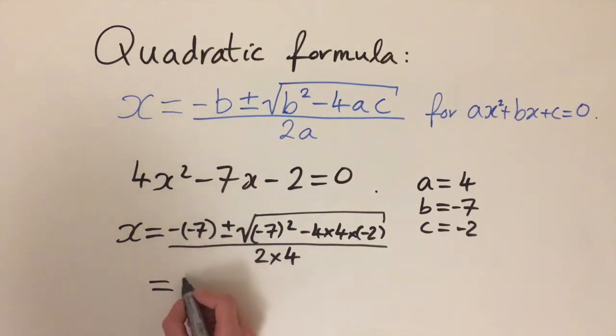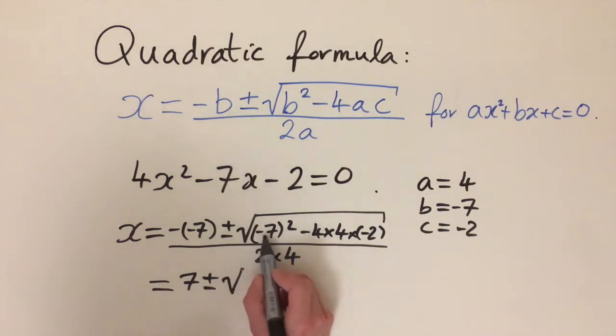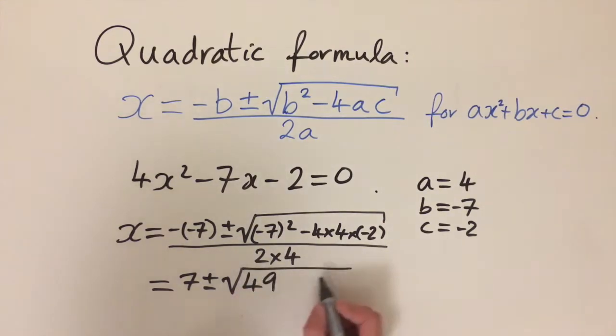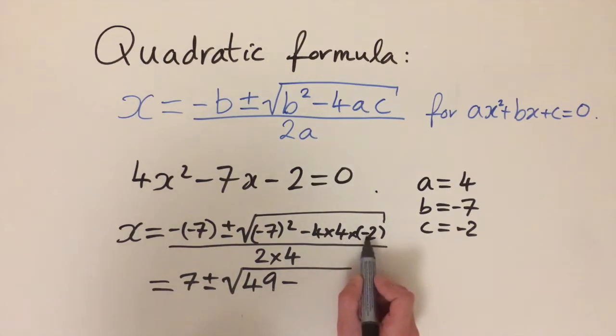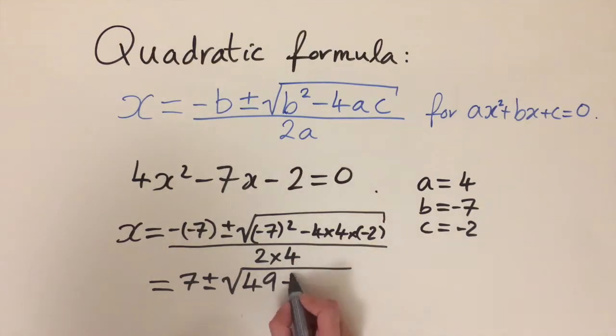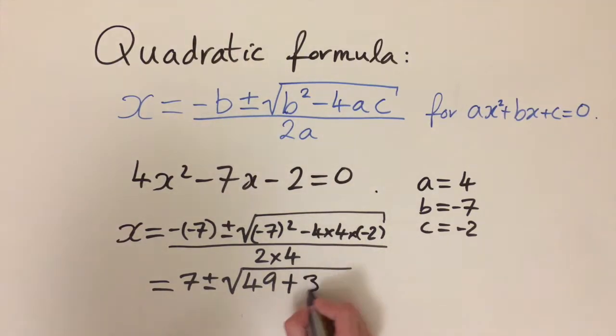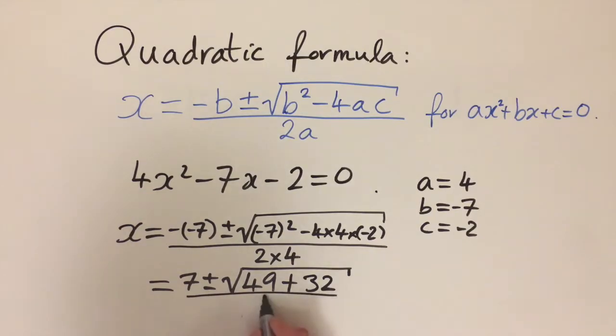So minus 7, that is just plus 7. We still have the plus or minus. The square root, we get minus 7 squared is 49. Minus 4 times 4 times minus 2, so that minus is going to come out to the front, and that's going to cancel with this minus, so this turns into a plus. And then we have 4 times 4 times 2, which is 16 times 2, and that's just 32. And then we still have 2 divided by 8.